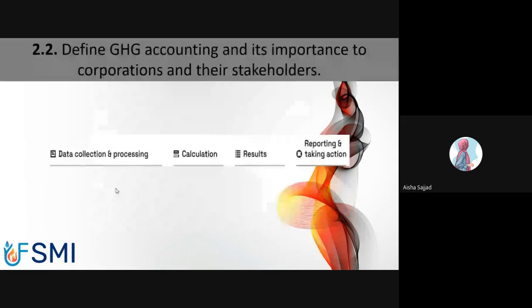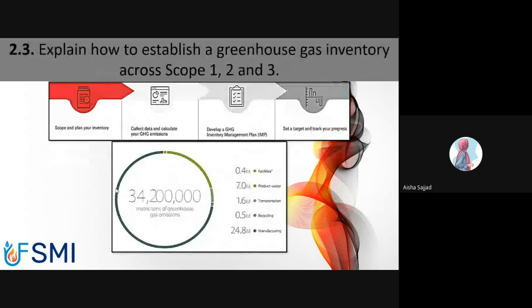Talking about GHG accounting, it's important to corporations and their stakeholders. If you want to have GHG accounting, you will have to go through this process. Number 1, you will be collecting data first. Then you will be calculating your greenhouse gas emissions. You will be coming up with certain results, and then you will be reporting and communicating those results to your stakeholders or to the concerned organizations and institutions so that specific action can be taken.